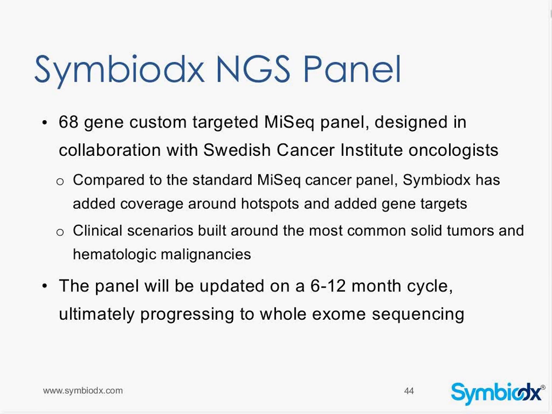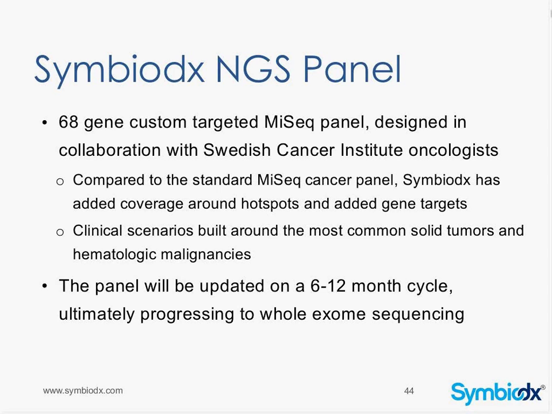Some of the genes that we added are specifically related to leukemias and lymphomas because these tumors are not really adequately addressed in the common commercially available panels. We also added in genes that really just kind of came up between the time those panels were originally conceived and made available commercially. We also added in a couple of pharmacogenomic markers that are important to patients getting chemotherapy. Clinical scenarios we used in choosing our genes were built around the most common solid tumors and hematologic malignancies. I'll show that in a second, and we do plan on updating this panel in a 6 to 12 month cycle.